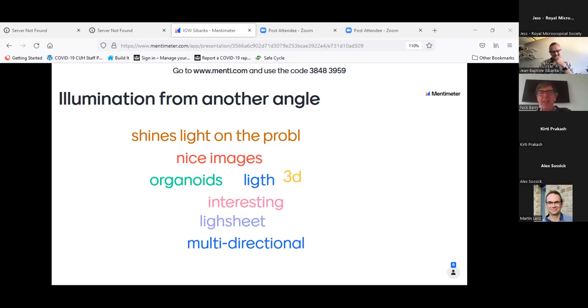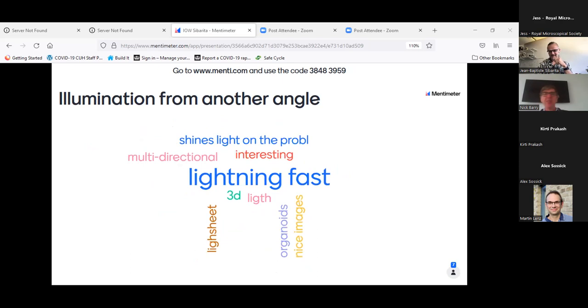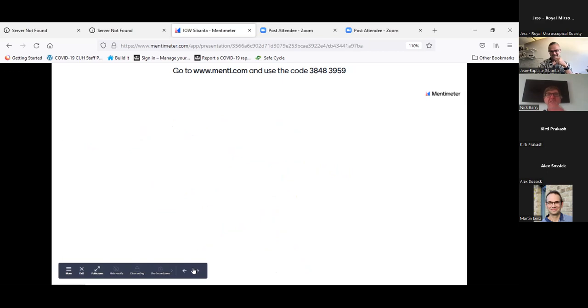Let's see if anybody else is going to join. Anyone else out there? There's quite a few people in the session today. Oh yeah, okay, we've got seven people. That's probably enough to get started. So here we go. Fingers on the buttons, all right.